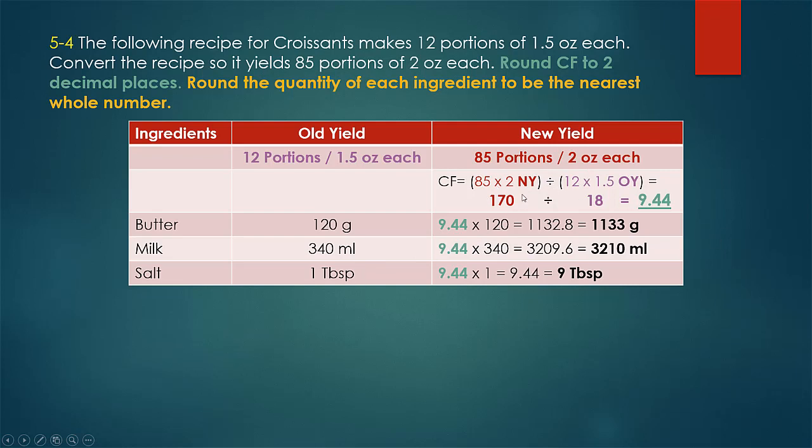It always boils down to the new yield divided by the original yield. The portion sizes were different, so I multiply the portion amount I want by the new portion size, and I divide it by the original portion amount times the original portion size. Again, 170 divided by 18 to give me 9.44. My conversion factor is multiplied by the original ingredient amounts. I now know exactly how much I need to give me my new yield.